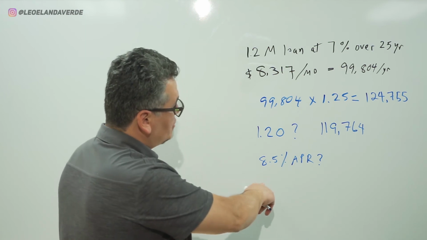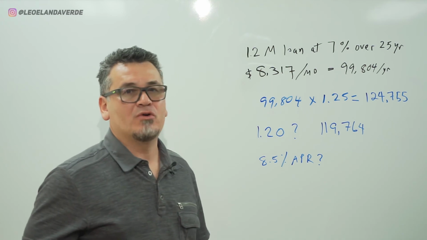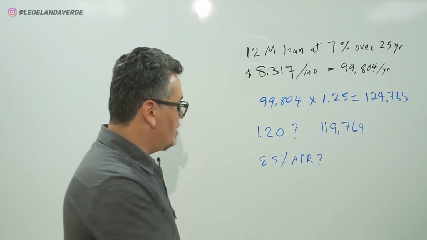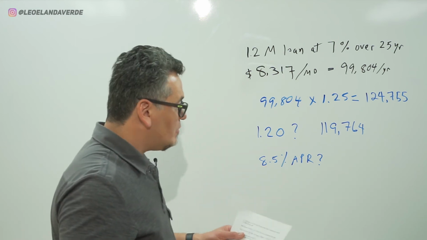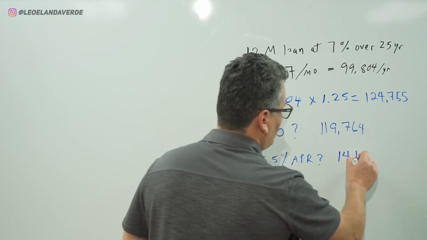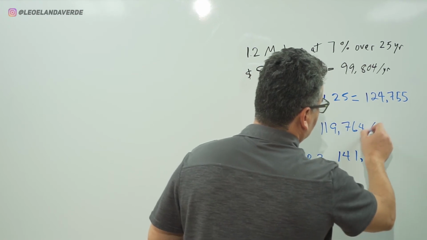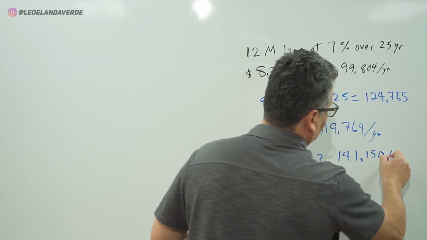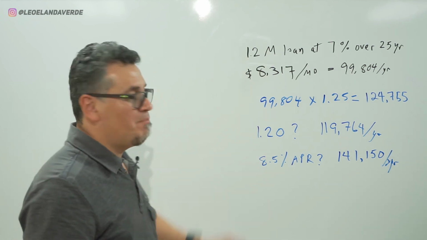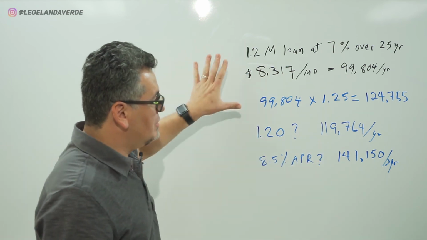Well, what if the opposite is true? What if instead of having a 7% APR, your credit is not that great, you didn't have a perfect score, something happened with the deal, you got stuck with an 8.5% APR, what would your net operating income be? In this case, it's gonna be $141,150 per year, right? This makes a big difference, right? This makes a big difference in how you plan your deal. So you need to understand this.